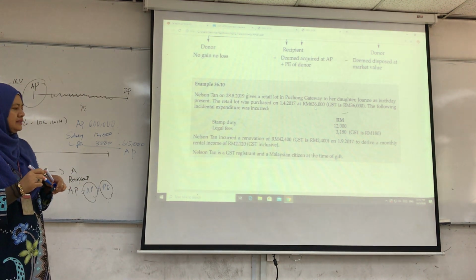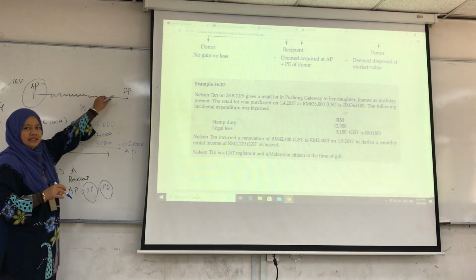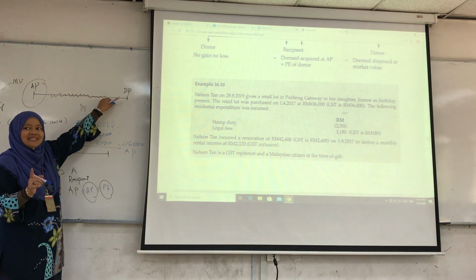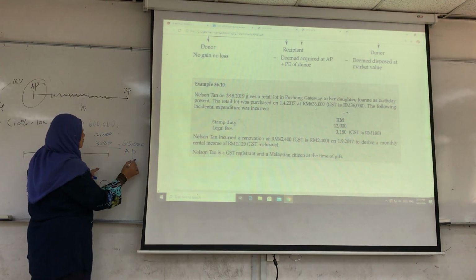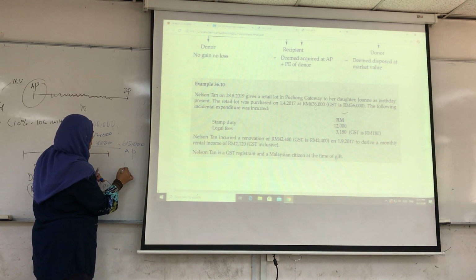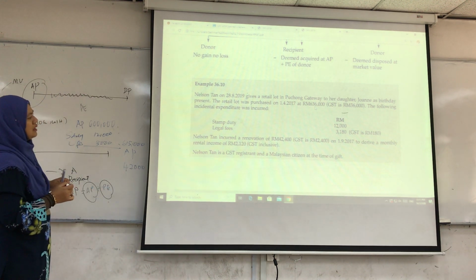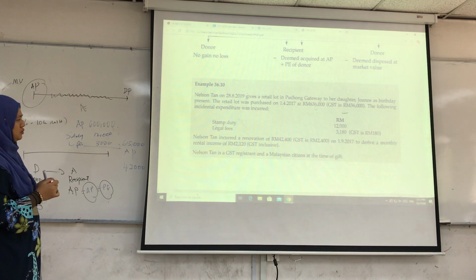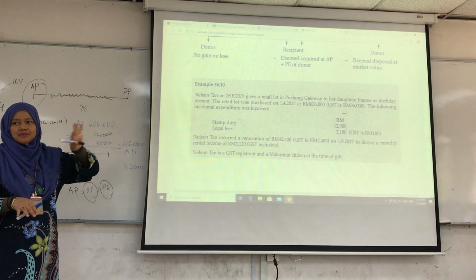Any PE? Yes. The renovation is the capex incurred by the donor. So that is the PE, permitted expenses. So you have a PE of 40,000. To generate a monthly rental income of 2120, the monthly income is not counted. You only take the renovation capital expenditure.